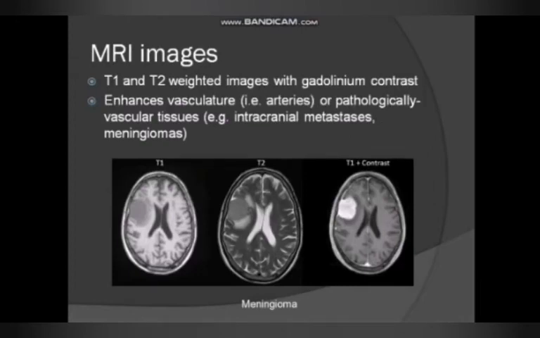T1 and T2 weighted images, but with gadolinium contrast. This process involves injecting contrast intravenously. Gadolinium appears bright in signals, allowing for detection of detailed abnormalities. It is found to enhance vasculature, arteries, or pathologically vascular tissue, intracranial metastasis, and meningioma. Like this picture, we have a meningioma in T1 and T2. And in T1 plus contrast, the meningioma is shown more clearly by gadolinium contrast.